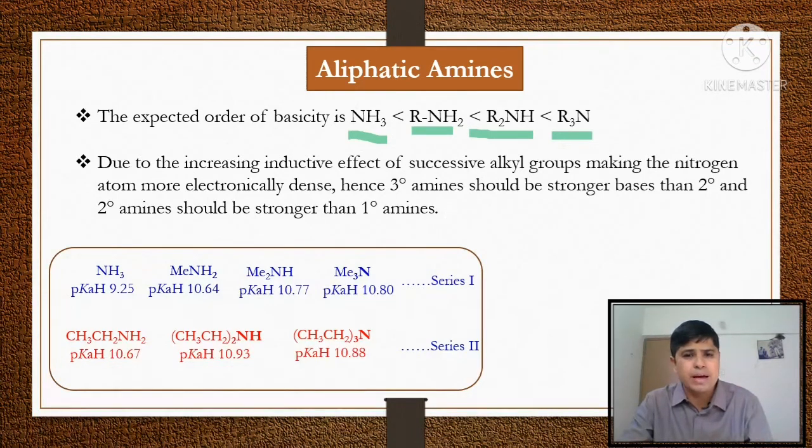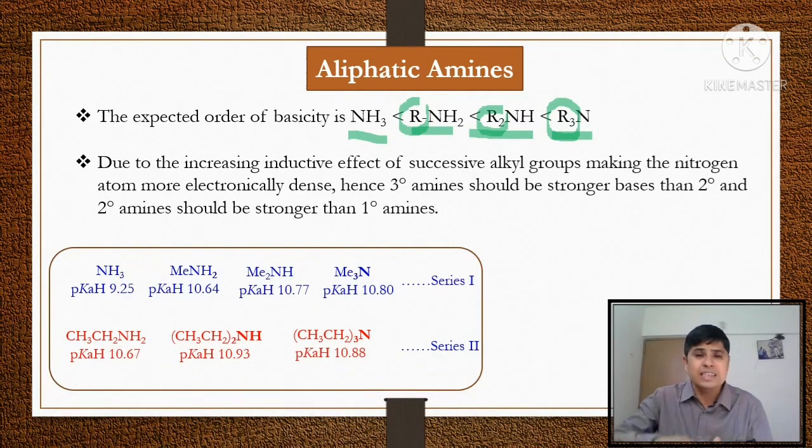In primary amine there is one alkyl group, in secondary amine there are two alkyl groups, and in tertiary amine there are three alkyl groups. These alkyl groups are increasing electron density over the electronegative nitrogen atom. Thus they are raising the energy of the lone pair. So that lone pair of electrons is more available for acceptance of a proton.